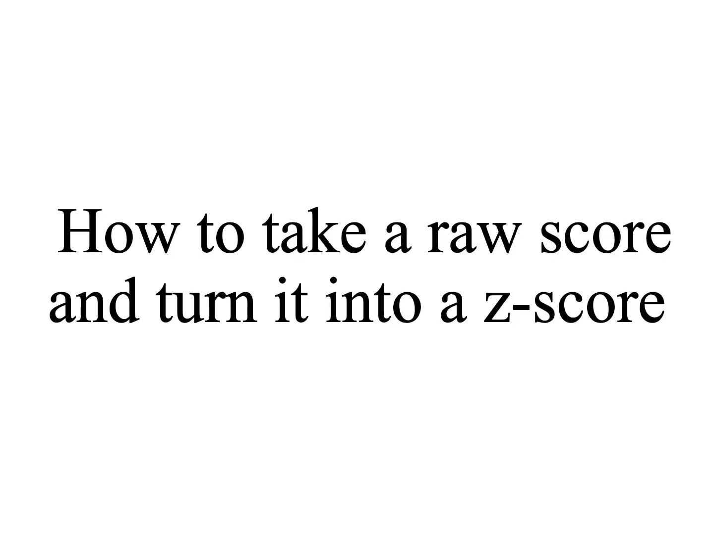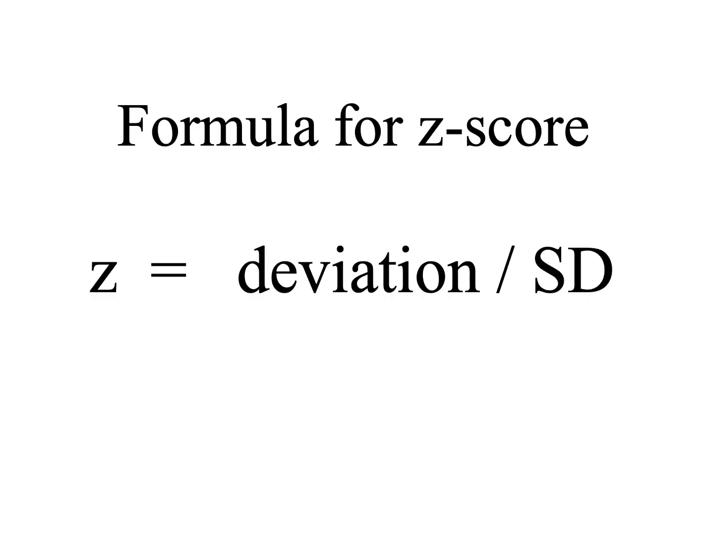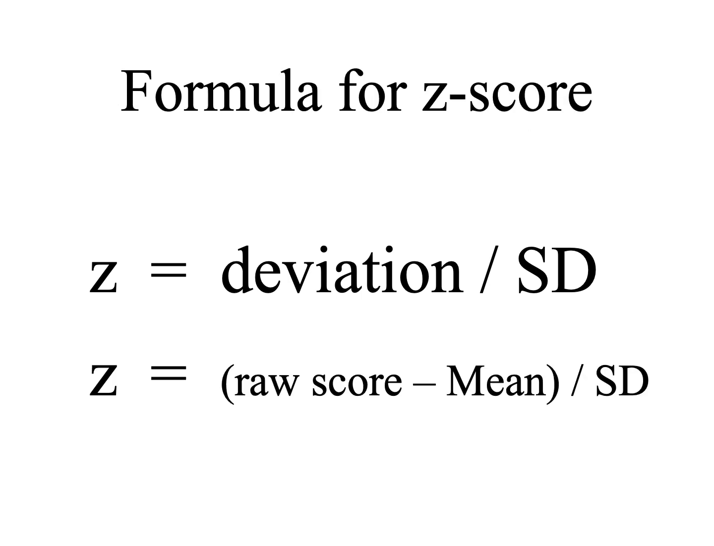As a first example, let's talk about turning raw scores into z-scores. This is what we call the basic formula for z-scores. It's the same formula you learned during the last lecture. Z-score is equal to the deviation of the raw score divided by the standard deviation. Here is the new formula for the z-score. This new formula on the bottom is the same as the basic formula on the top.